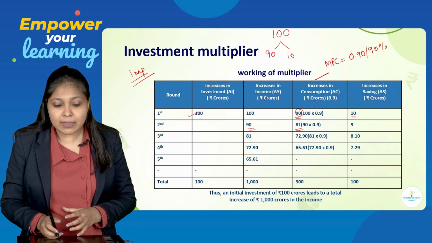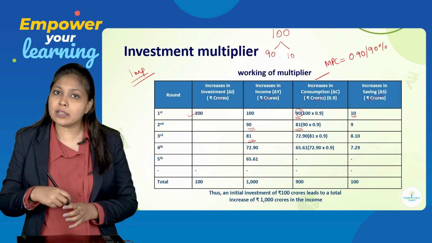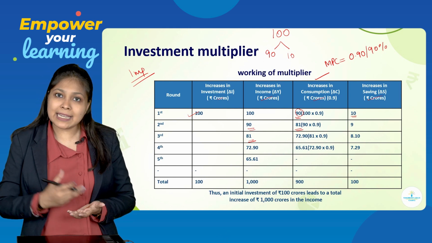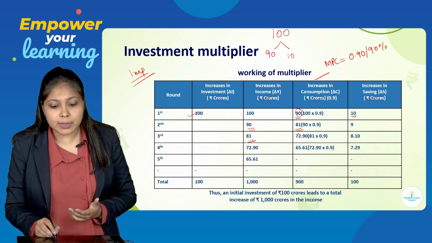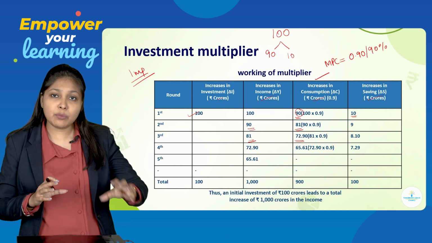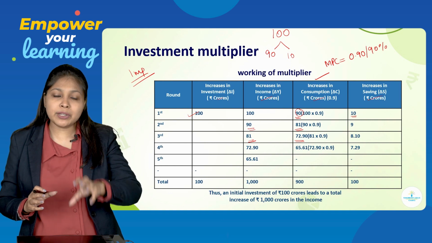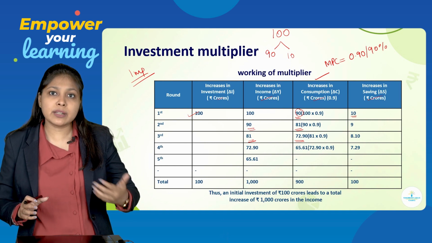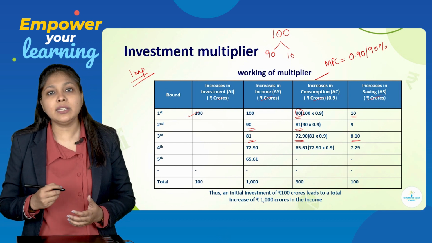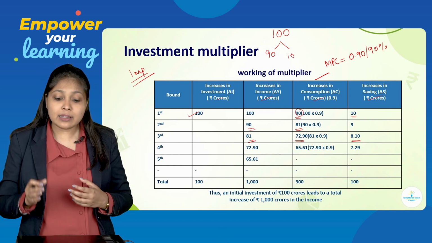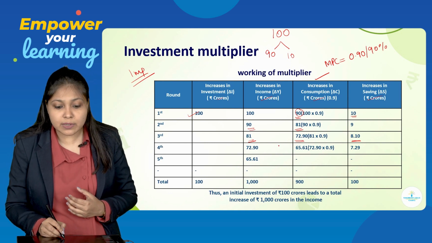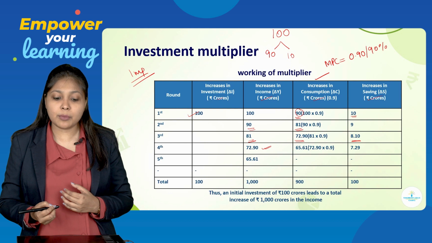Again, 81 crores are going to be generated in the economy. 90% of 81 is nothing but 72.9. So 72.90 out of 81 crores is going to be used for consumption. The remaining will go for savings, that is 8.10 crores. Then again 72.90 will come in the fourth round. This much will be the income generated in the economy.